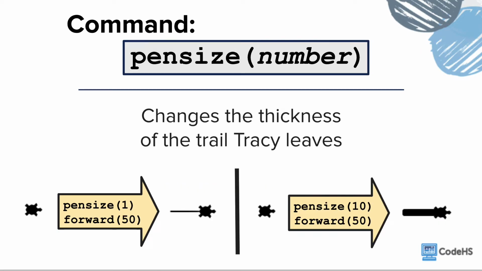We can use the pen size command to control the thickness of the lines Tracy draws. We write the command pen size and then put a number in parentheses. The number corresponds to the number of pixels in the line, so any number can be used.